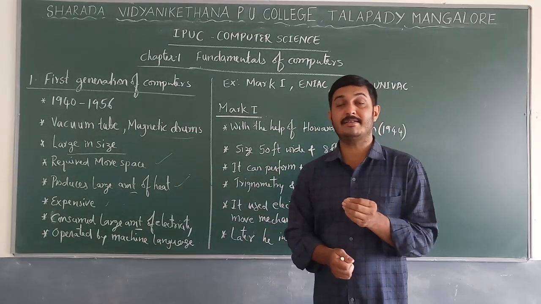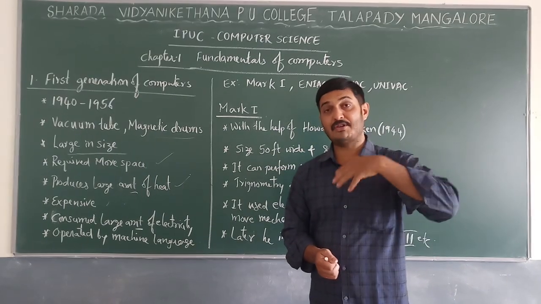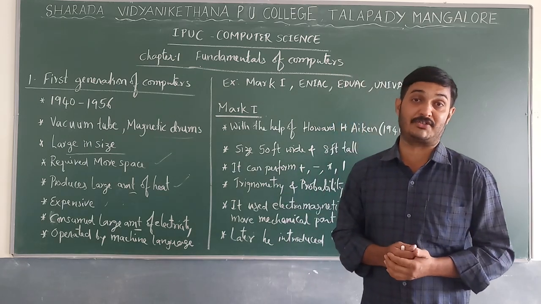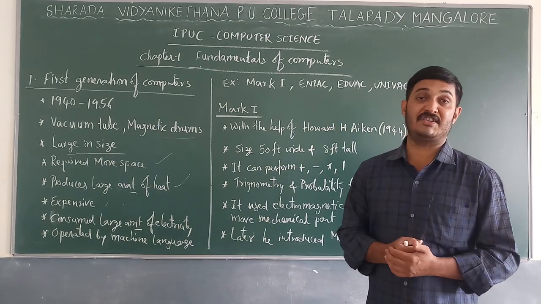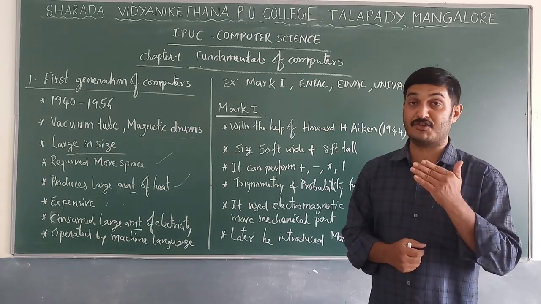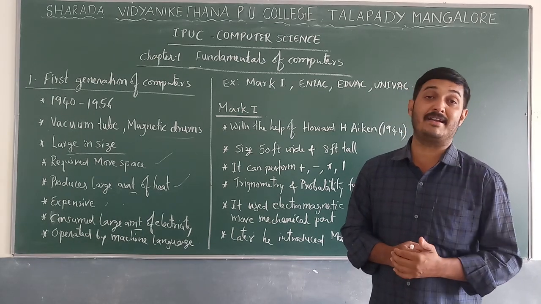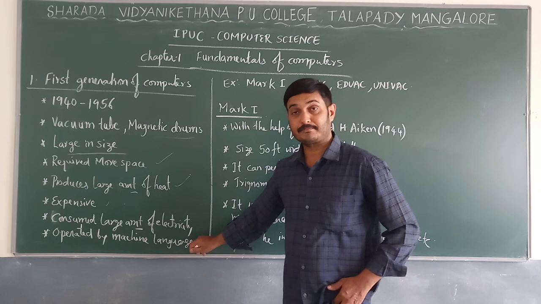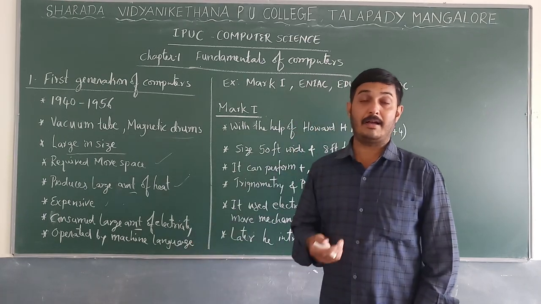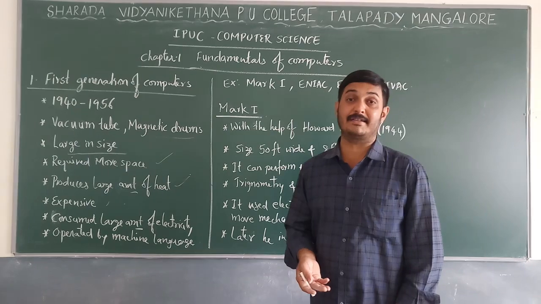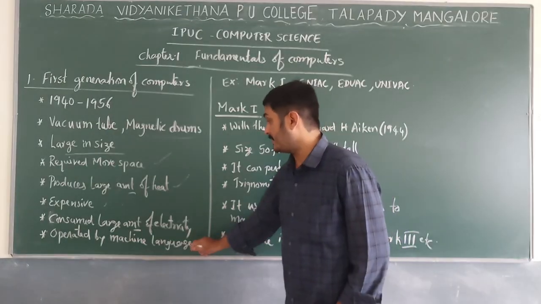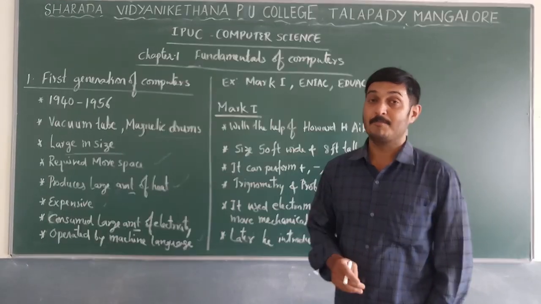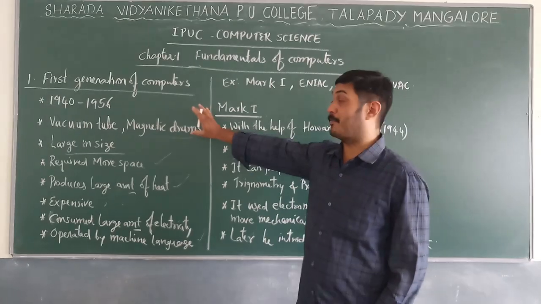Machine level instruction means, for example, if you want to give some data or instruction to the system, that must be in the form of the binary number system. That means each and every instruction should be in patterns of binary, that means 0 and 1. They don't know how to handle alphanumeric characters and all those things. So the main thing is it is operated by machine level instruction or machine language. That's why common people cannot use this type of machine.